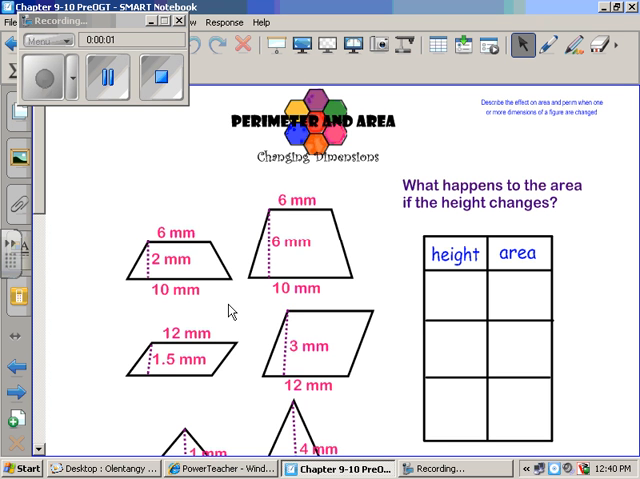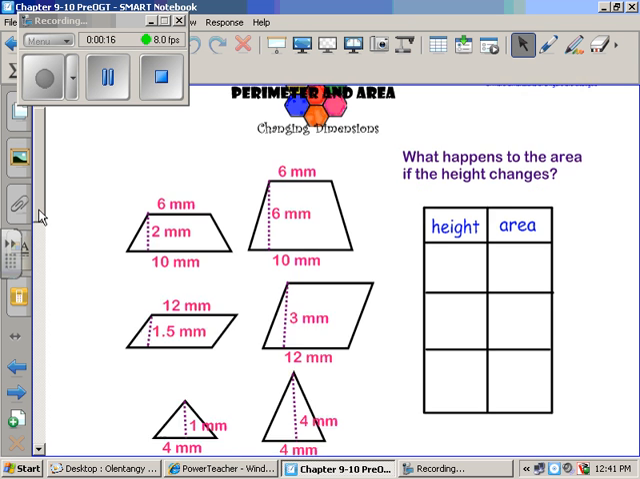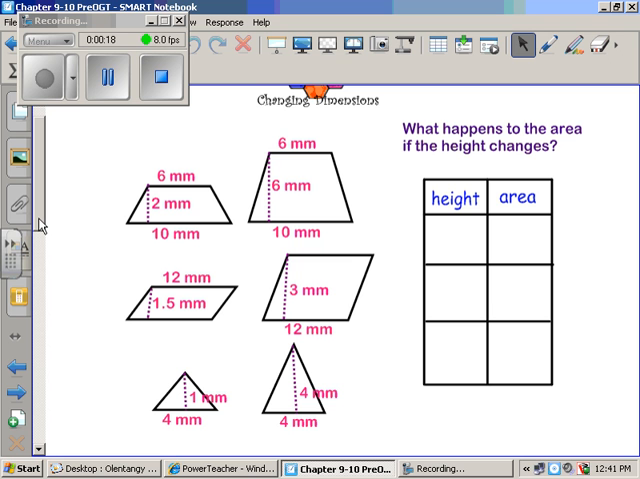Today we're going to talk about what happens to area when you change one or more dimensions of a shape. Okay, so let's start with this little discovery activity. These two trapezoids are the same except for what? The height, right? The two bases are the same, but the heights are different.